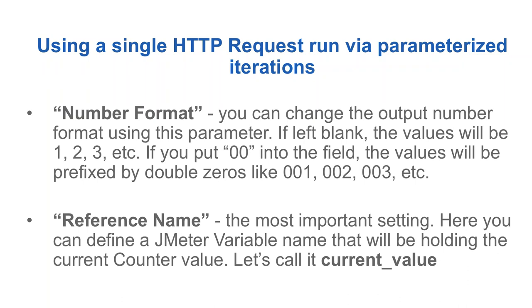And finally, the reference name, which is the most important setting. Here you can define a JMeter variable name that will be holding the current counter value. It's better to make it something self-explanatory. Firstly, so that if you're collaborating with others, they can understand what it's referring to. But also, if you want to revisit your test at a later time, you would easily be able to identify and understand what you meant by calling it as such. So best to call it a simple name. So let's call it current value.